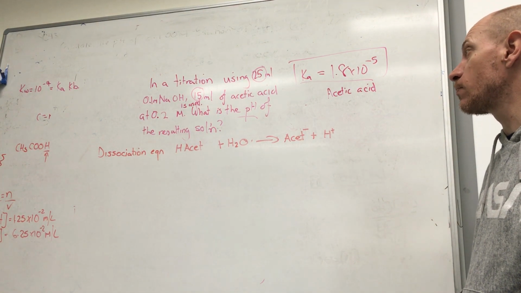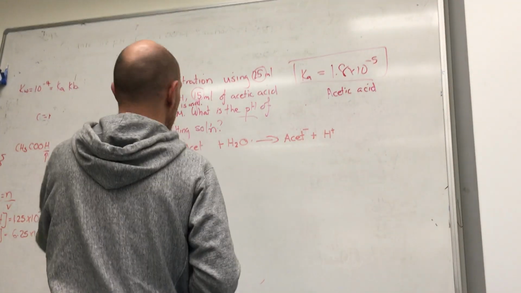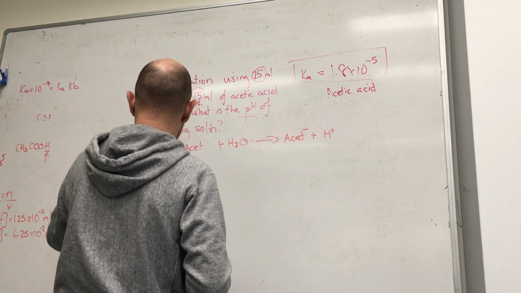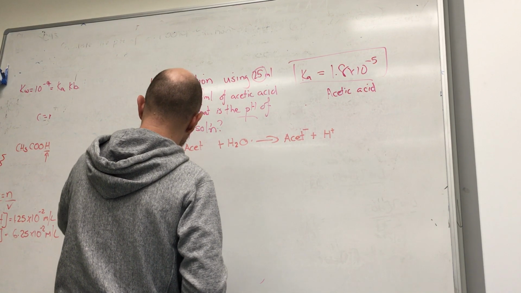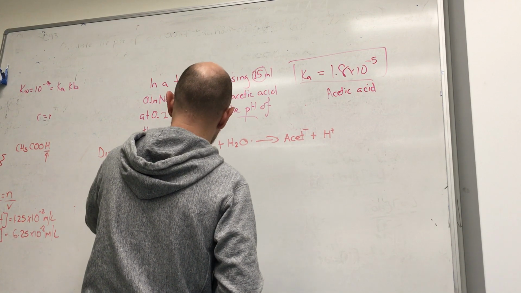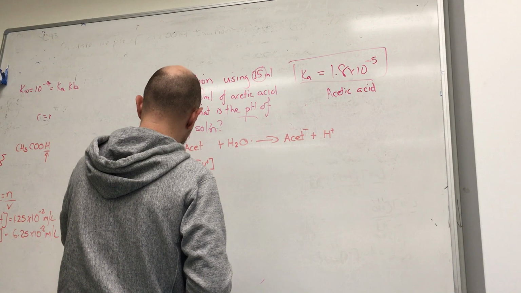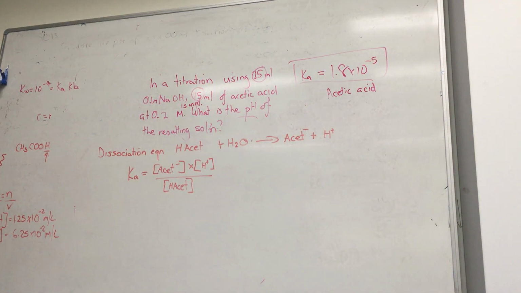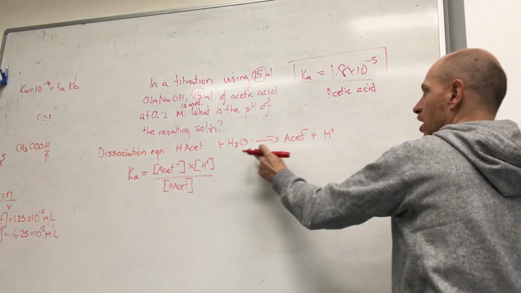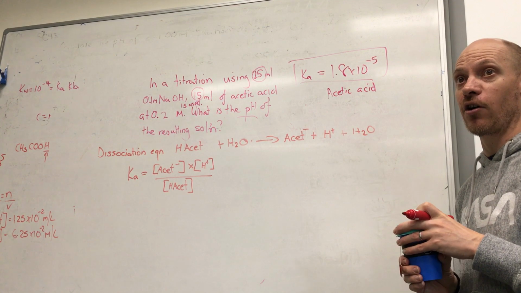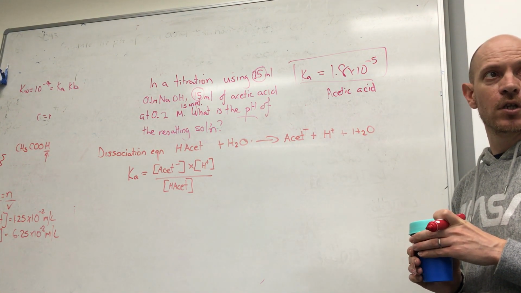What's the next step? The next step is to work out what our Ka would be equal to. So if we write it out, Ka is equal to our products, the concentration of Acet minus multiplied by the concentration of H plus over the concentration of the acetic acid. Don't we need to balance it? Why would we need to balance it? Because there's 3 hydrogen on the left and there's 1 on the right. So that's the same as saying that plus H2O. And because H2O doesn't count, we're saying it's the concentration of the hydronium ions in solution. All good?